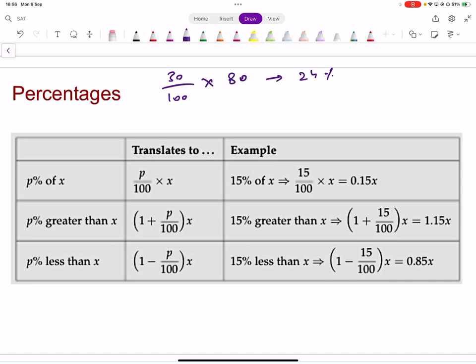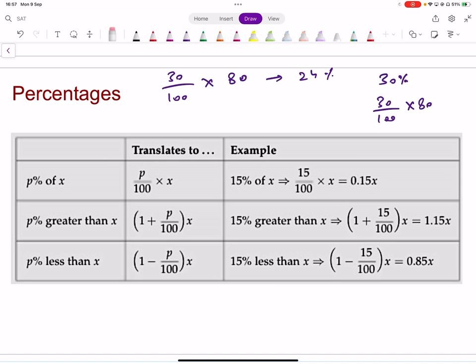Now, why do we do 30 over 100? 30% means 30 over 100. Percent sign means over 100. Okay? So 30% of 80, that means 30 over 100 multiplied by 80. Is that okay?